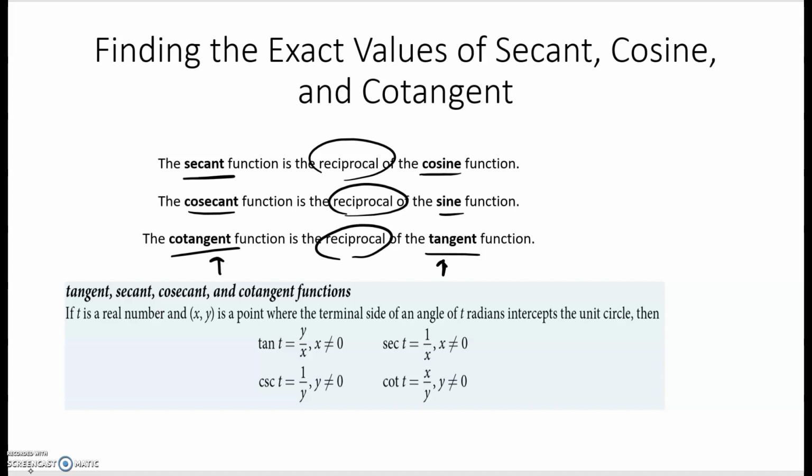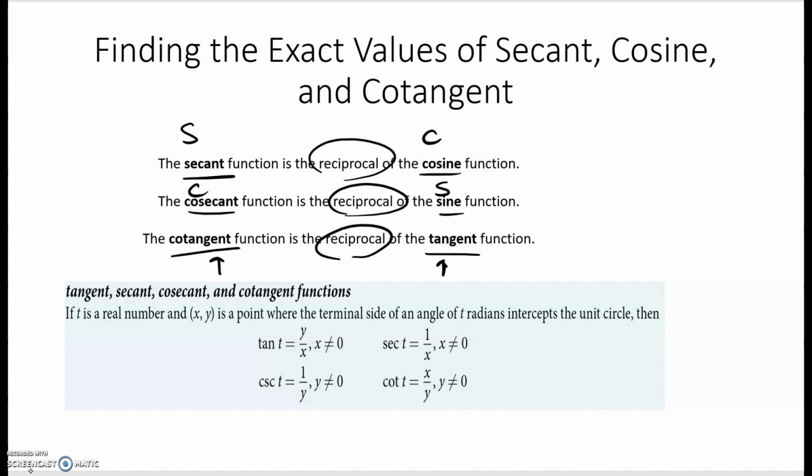How I keep cosine and secant and sine and cosecant together is, well, this one's got a C, this one's got an S. This one's got an S, this one's got a C. The C's go with the S. That's how I remember it.